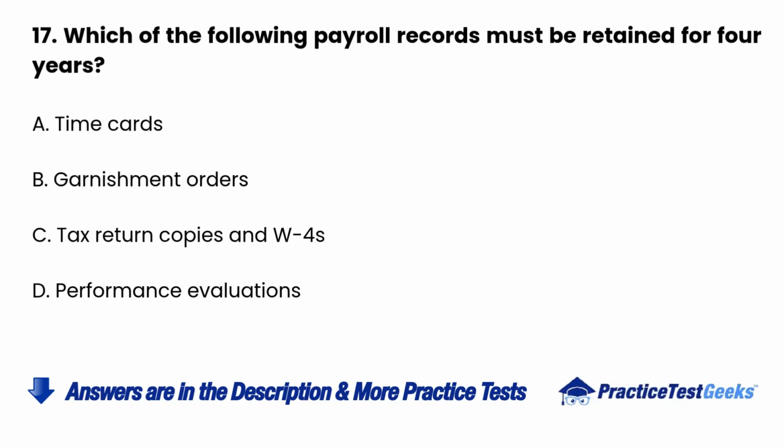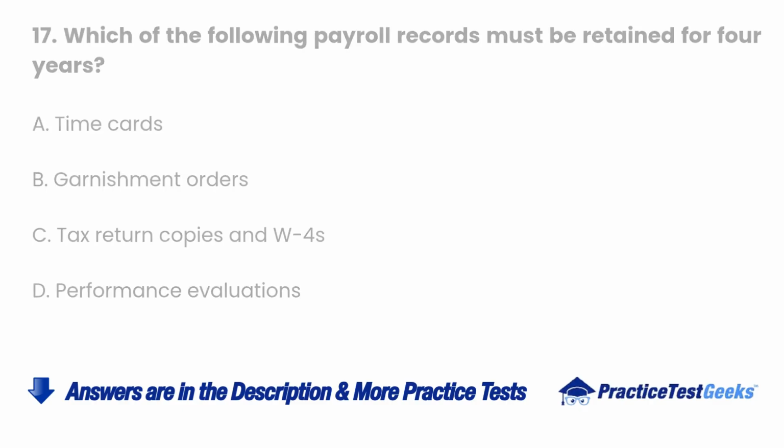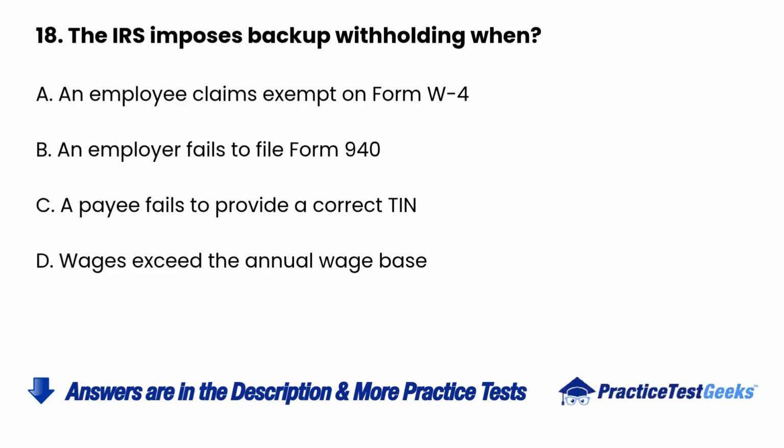17. Which of the following payroll records must be retained for 4 years? A. Time cards. B. Garnishment orders. C. Tax return copies and W-4s. D. Performance evaluations.